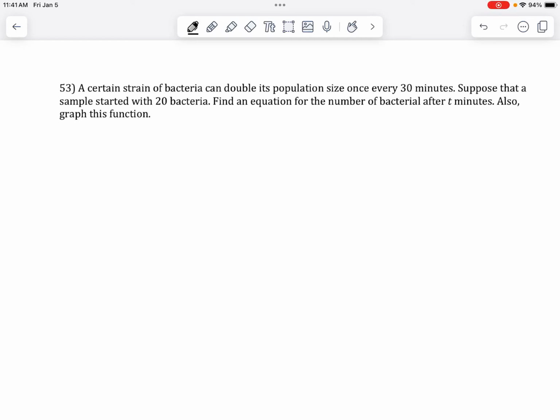Here's another application. A certain strain of bacteria can double its population size every 30 minutes. So at first it seems like I should use the formula A equals double means 2 raised to some power. So double would be 4, double would be 8, double would be 16.